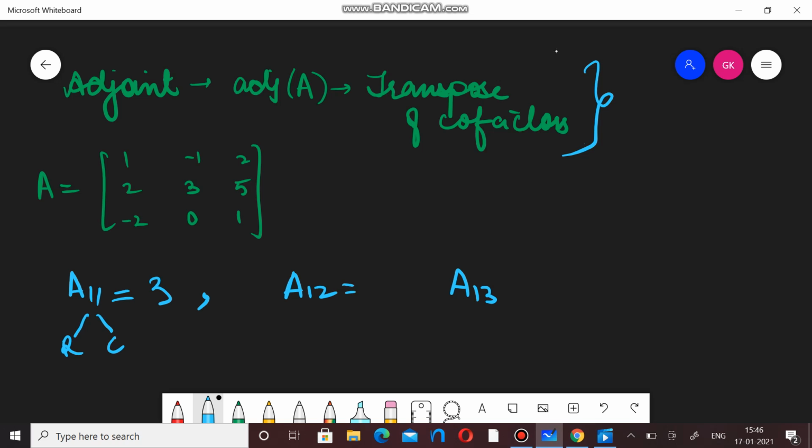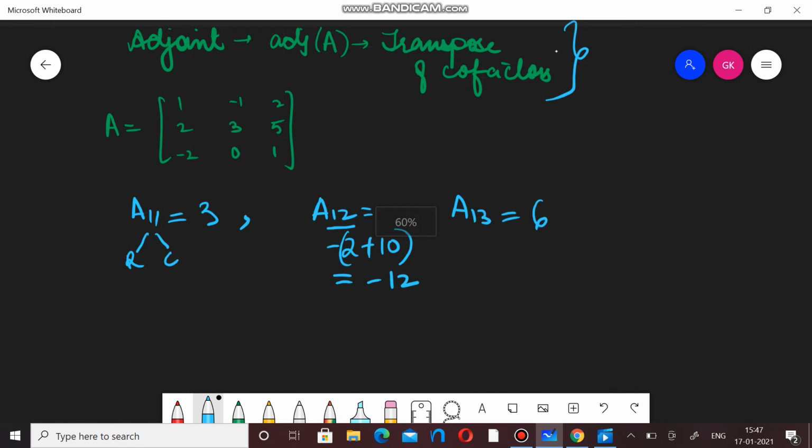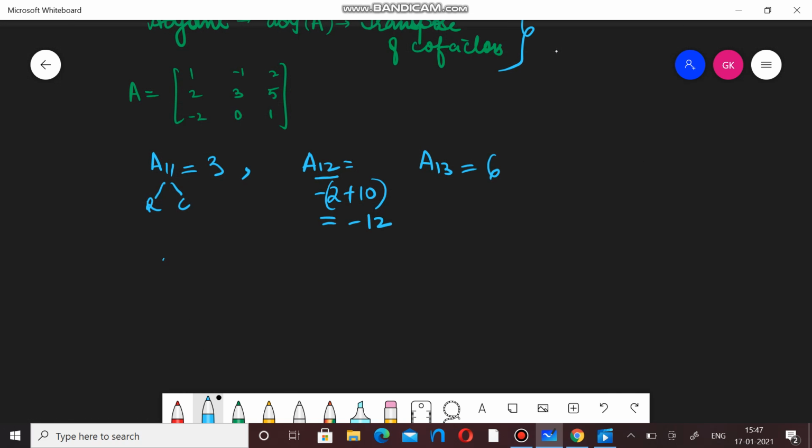A12, you will get one extra negative. So hide the first row and the second column. Put your finger on the first row and the second column. So that is going to give you minus of 2 and negative 10, and it will become positive. So this will be minus of 12. Now put a finger on the first row and the third column. So that is going to give you 6. I'm not doing it for all the elements. I'm just writing directly.